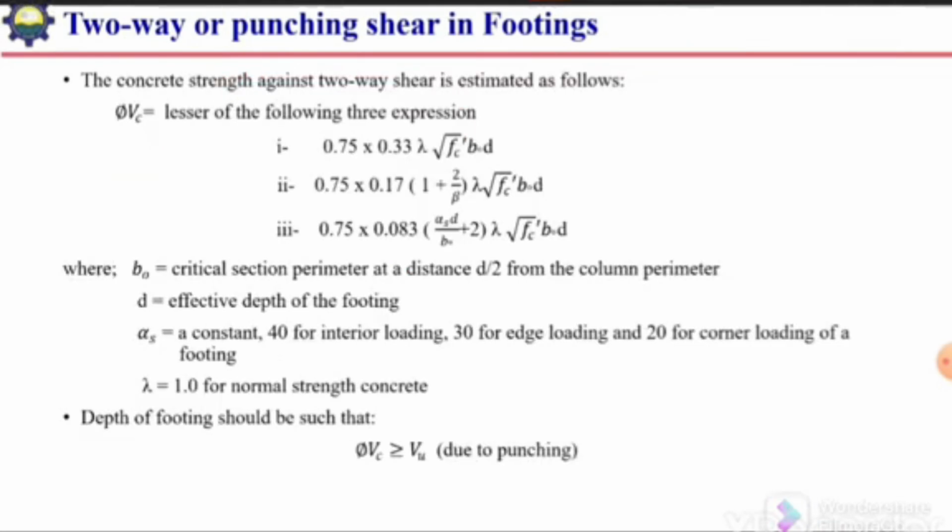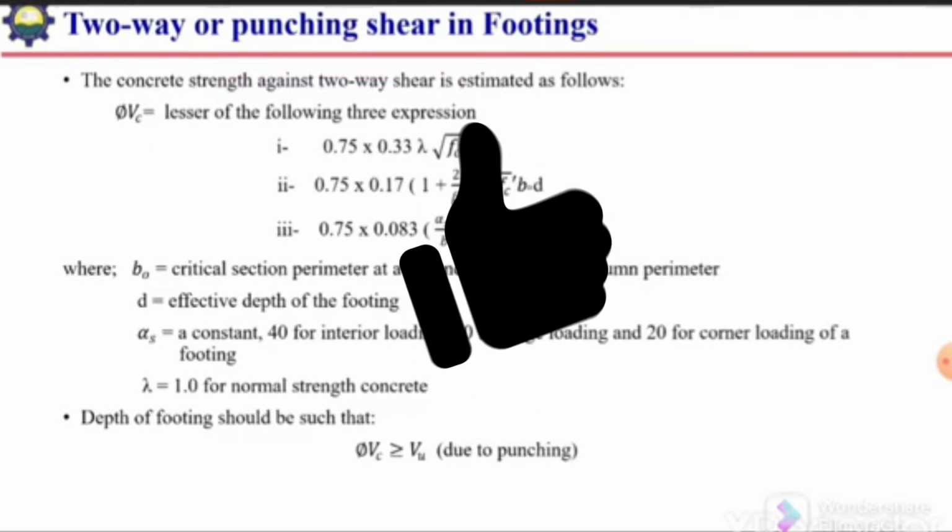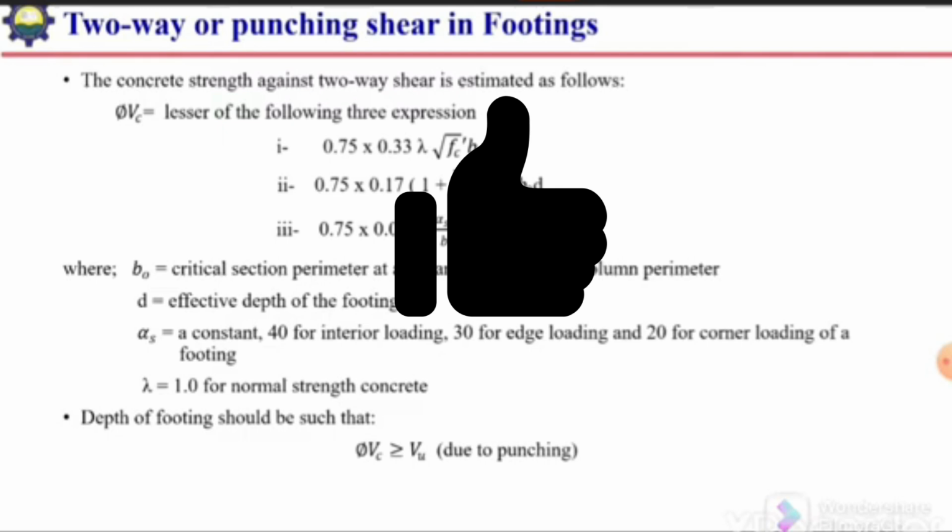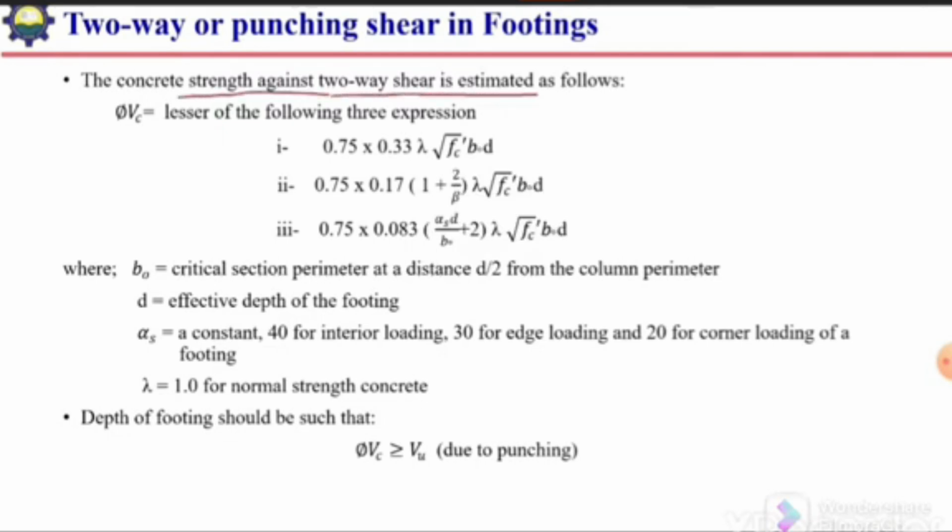Next is how we can calculate the capacity of the footing slab against two-way shear. We can calculate the capacity or strength of concrete against two-way shear using these three formulas, and the least of these three will be considered. These formulas are specified in the ACI code, and we have studied the concept of two-way shear in detail in the case of the direct design method.